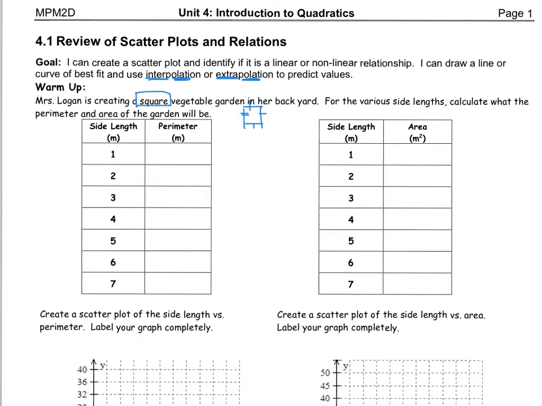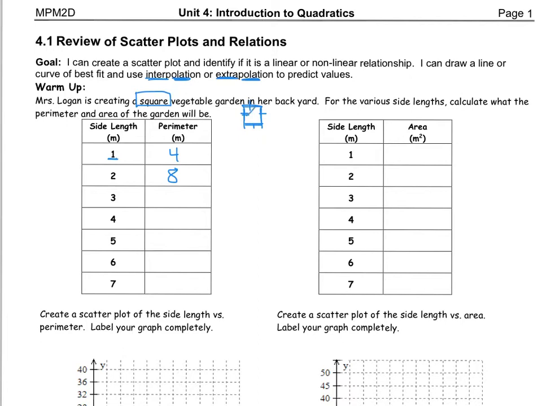For the various side lengths, calculate what the perimeter and the area of the garden will be. So perimeter, remember, is the distance around the outside of the garden. So if my side length is 1, I'm going to have 4 sides of 1 unit or 1 meter in length for a total of 4 meters. Then if I had a side length of 2 meters, I would have 4 sides at 2 meters each to make a perimeter of 8 meters. So you can finish that chart knowing the different side lengths and calculating perimeter.